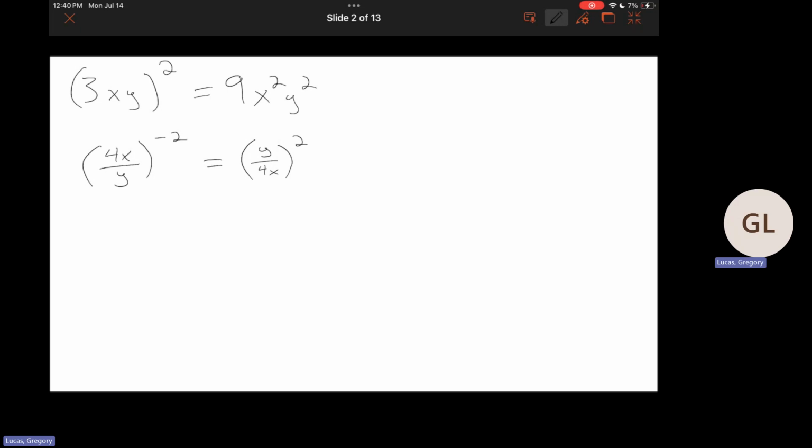So that's the same thing. Now that we have just a squared, I can go ahead and square everything. So I have y squared, 4 squared, and x squared. So that would be fully simplified.